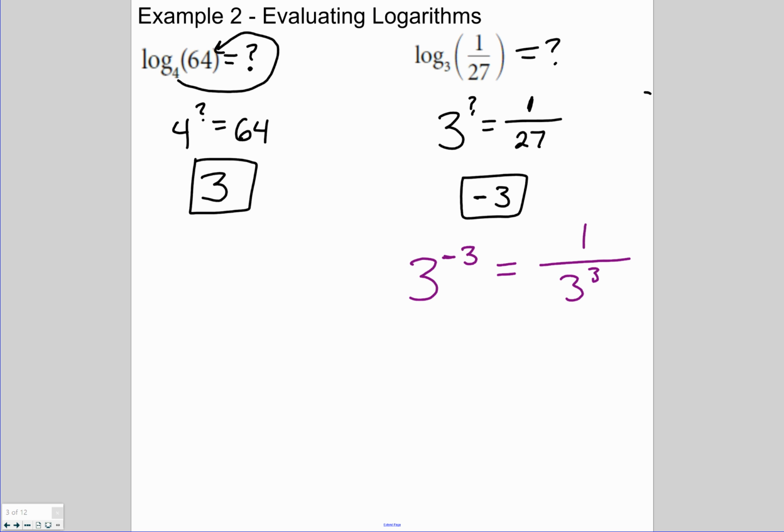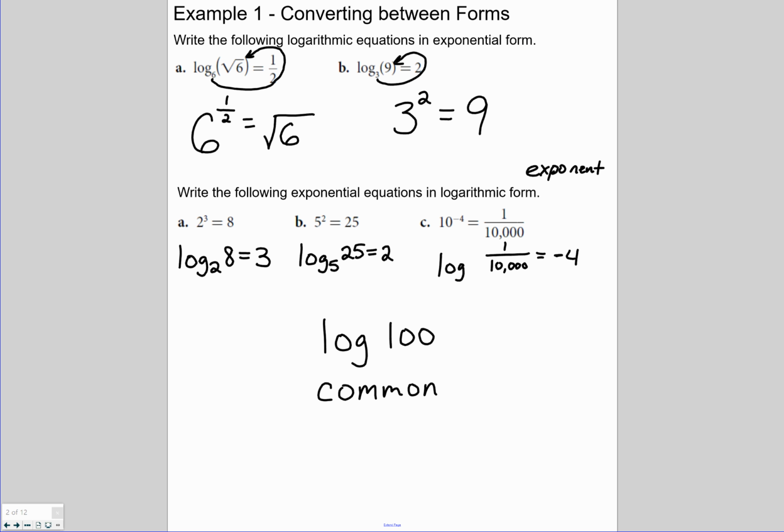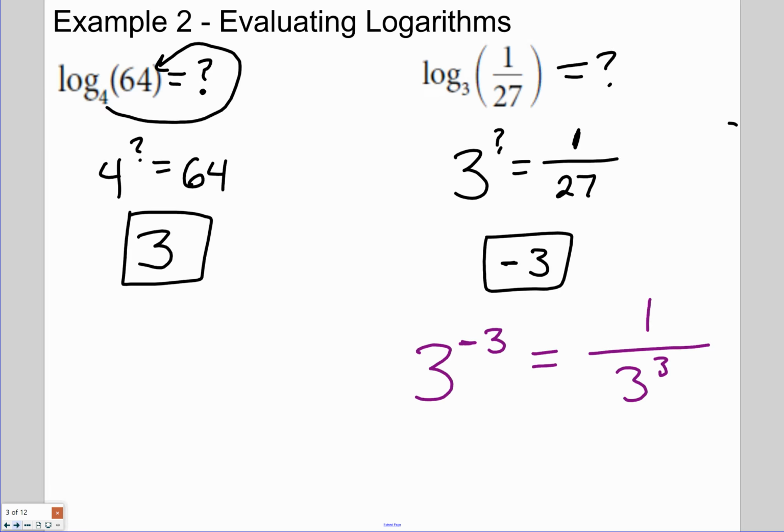Do you remember the one that Brissa did with us? This one down here? We had a negative exponent, and so this was a fraction. So if you're having trouble with those, what I tell students to do is, okay, 3 to what power gives you 27? 3 to the third power, and then just throw a negative in front to get the fraction. All right, cool beans?